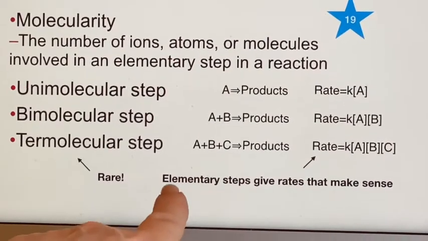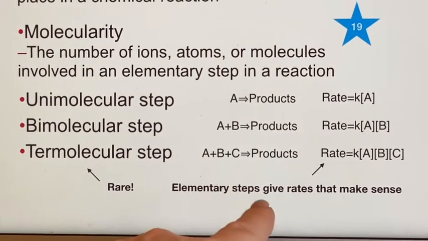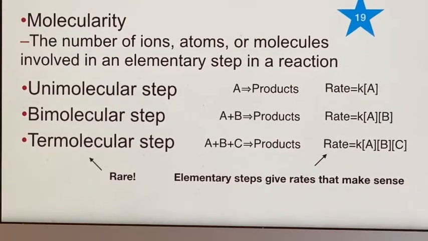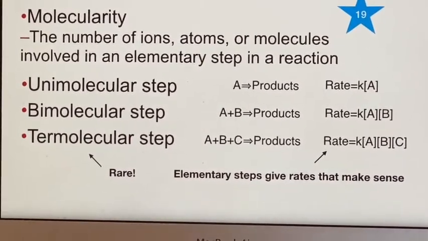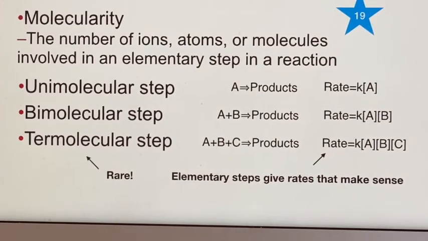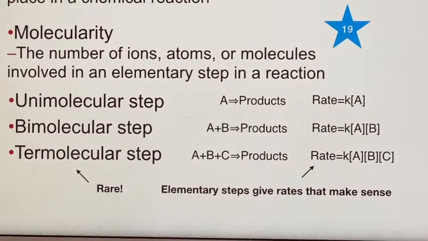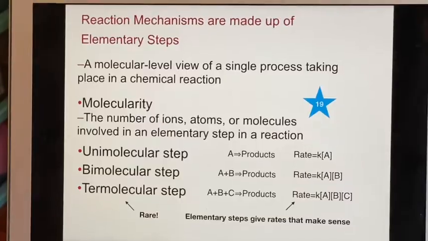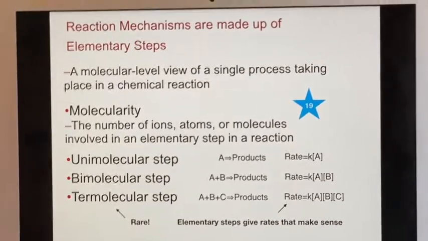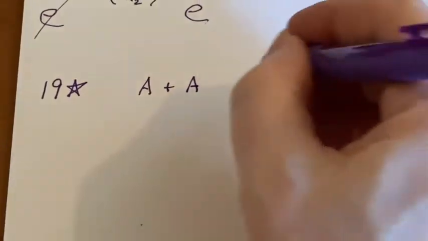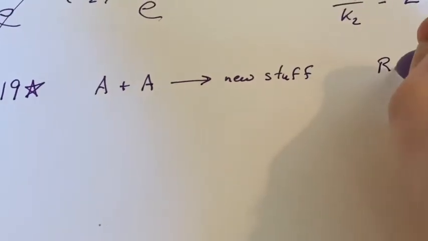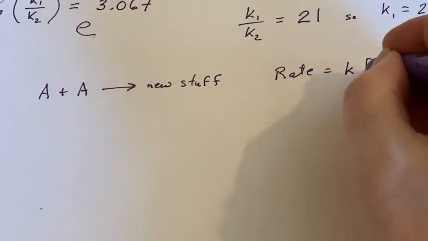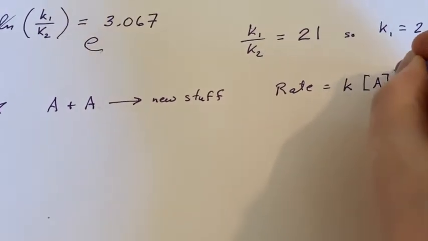The idea is if you have an elementary step, then you have rates that make sense. Before, it could vary from it because we were talking about the entire process instead of just these individual steps. Now, I do have to add a couple other things here. If in the bimolecular step, I was talking about two things that were exactly the same colliding to create new stuff, then this rate would be k and then the concentration of A squared.